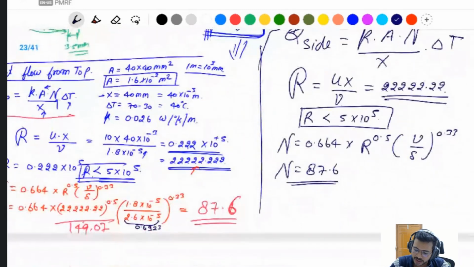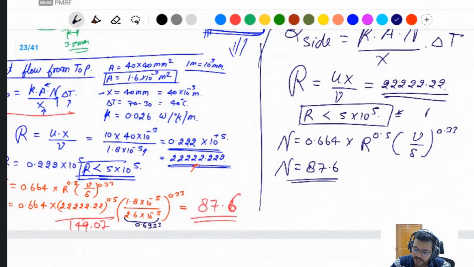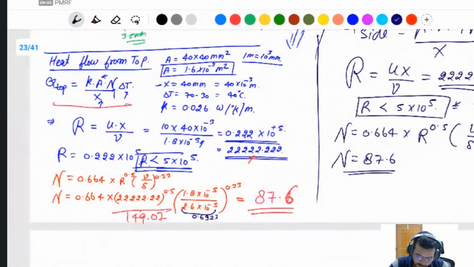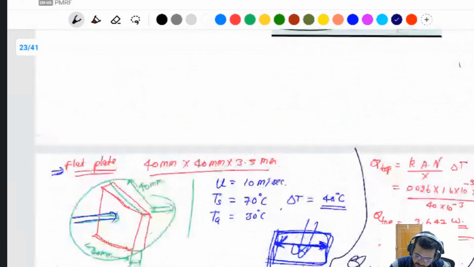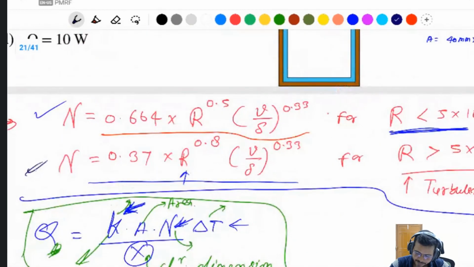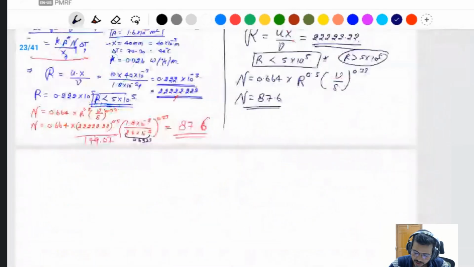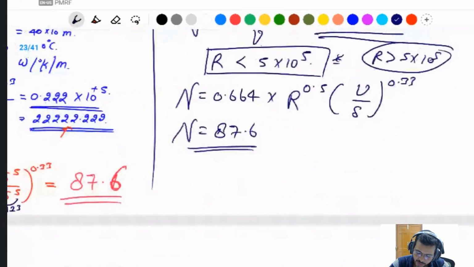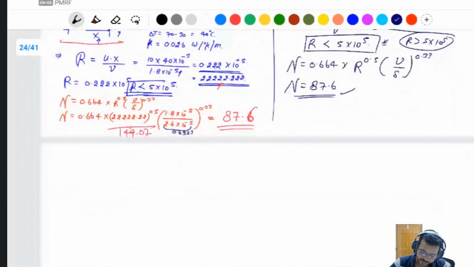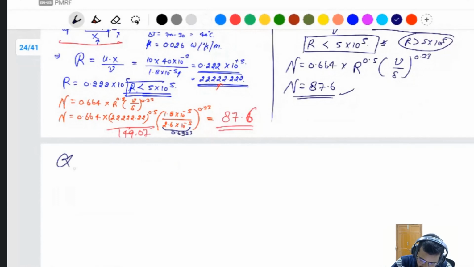If the Reynolds number changes and suppose Reynolds number is greater than 5 into 10 to the power 5, then you should use the second formula to determine the Nusselt number. This one. But in this condition, in both cases the Reynolds number will be the same, less than 5 into 10 power 5. Then in both conditions use the same formula. If Reynolds number is the same, then Nusselt number is also the same. Then find the power also, Q side.